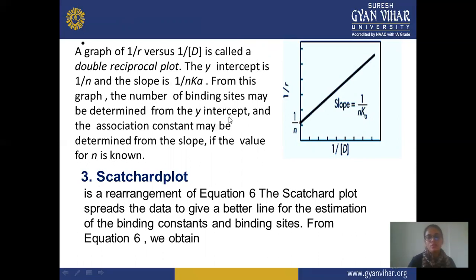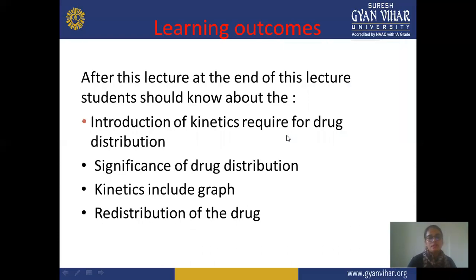The scatchard plot is the third graph, used for determining the kinetics of protein binding. This scatchard plot is a rearrangement of equation 6, and it spreads the data to give a better line of estimation of the binding constant and binding sites from equation 6. And this is all about the scatchard plot. These are the 3 plots used for calculating protein binding. After completing this lecture, or this PPT, you should know the basic outcomes, which you should know after this complete topic.